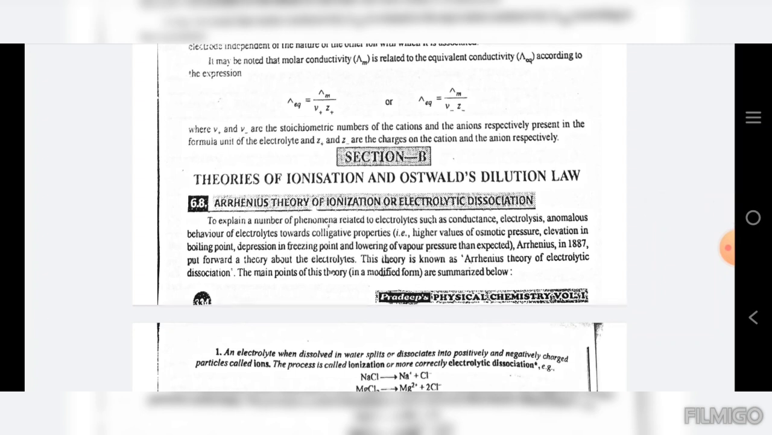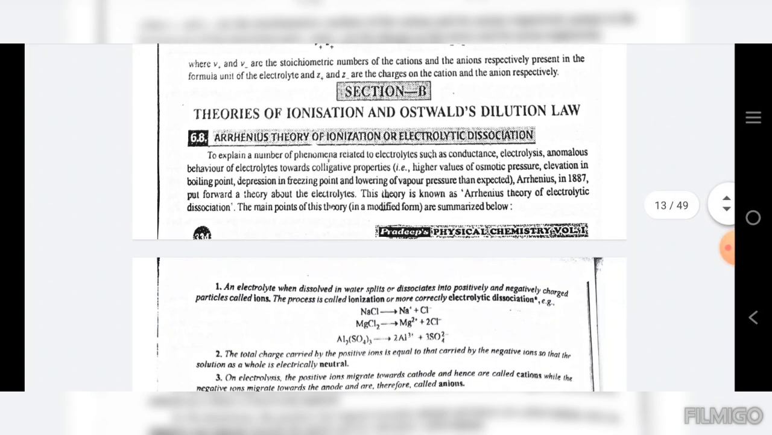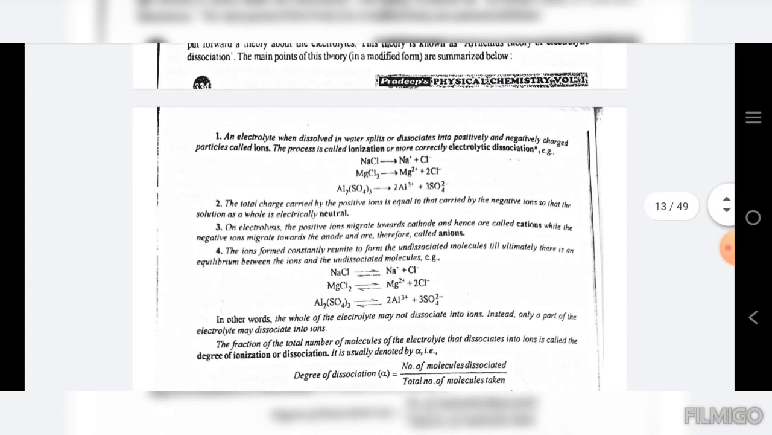Theories of ionization and Ostwald's dilution law, section B. Arrhenius' theory of ionization or electrolytic dissociation. To explain a number of phenomena related to electrolytes, such as conductance, electrolysis, and anomalous behavior of electrolytes towards colligative properties, that is, higher values of osmotic pressure, elevation in boiling point, depression in freezing point and lowering of vapor pressure than expected, Arrhenius in 1887 put forward a theory about the electrolytes. This theory is known as Arrhenius' theory of electrolytic dissociation. The main points of this theory in a modified form are summarized below.